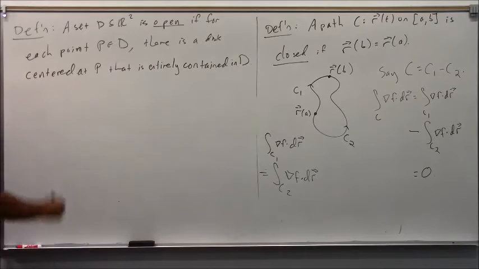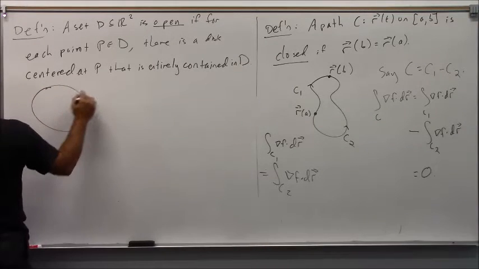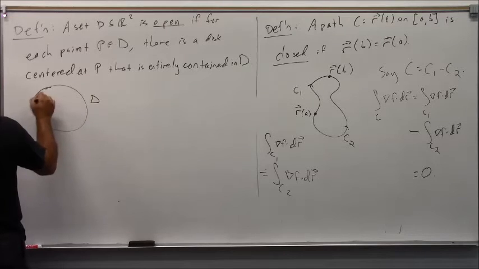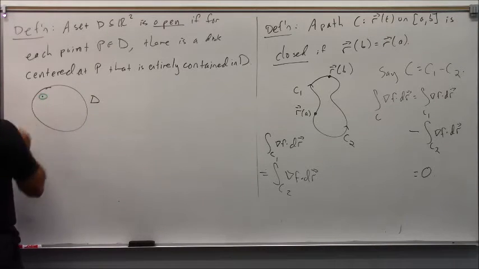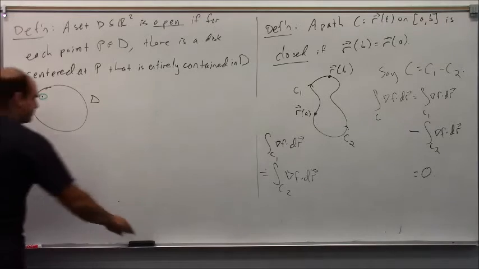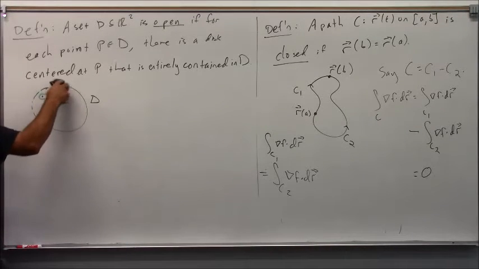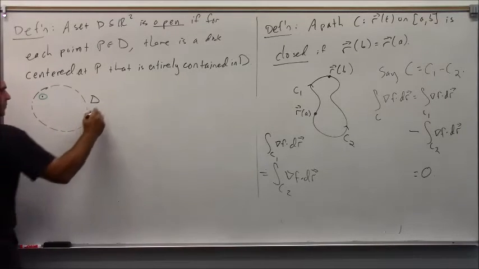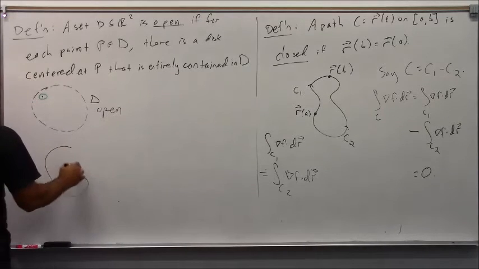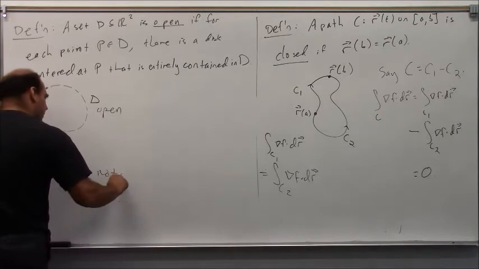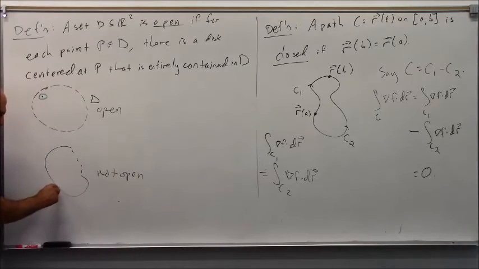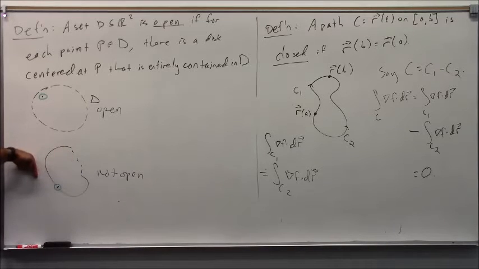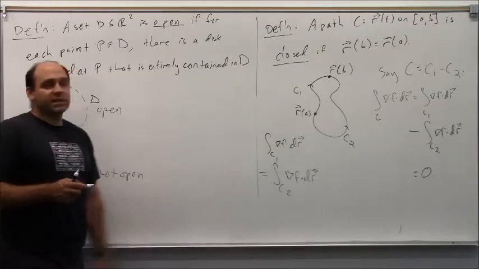So a set like this, here's my set D, whatever point I pick, I can always fit a little disk around it that's entirely contained in D. Now, I need to not include the boundary for that to work. If I include the boundary, so this one is open, this one is not open, because if I include the boundary here, any disk I draw is partly inside the set and partly outside the set. But the definition here says there has to be some disk that's entirely contained in the set.